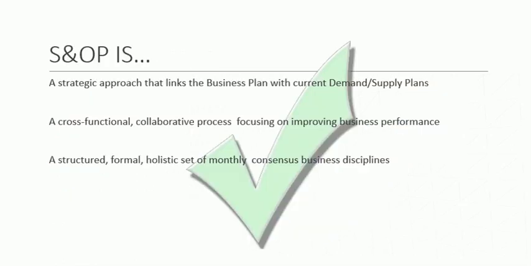So up to here, what we have learned is that sales and operation planning is a strategic process that combines your business plan with the current demand and supplies. It will also help you to perform cross-functional planning and focus on improving business performance. So basically it will be improving your business processes. It is a structured, formal, monthly approach which provides discipline to a business. If your business has discipline, your business will grow, then you will automatically gain market, and you will always increase your market share.